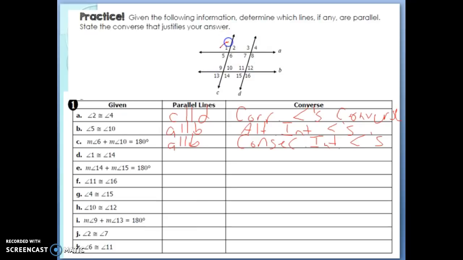Okay, angle 1 is congruent to angle 14. They share the transversal C. This line right here, trying to bold it. So angle 1 is congruent to angle 14. Well, they're alternate, they're opposite sides, and they are pointing outward. So that tells us that A is parallel to B because of alternate exterior angles.